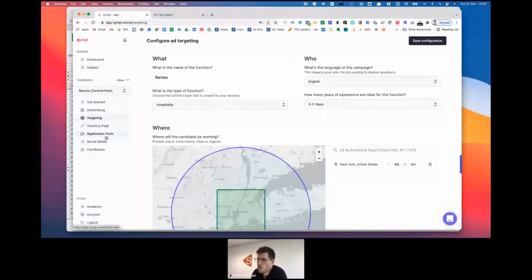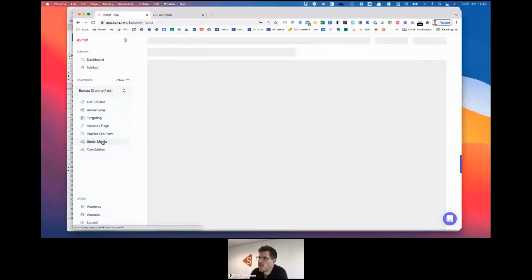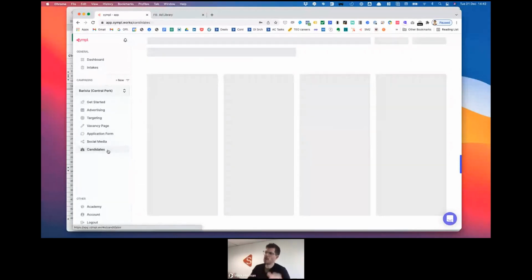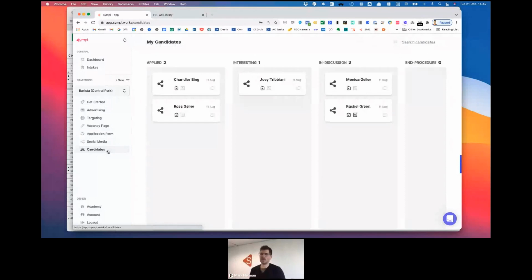Finally, what's also very important, once you go live in the social media, you'll be able to track how much money you have spent, what your total budget is, how many ads you have live, what ads are working well, what ads are not working well. You can all see that here.